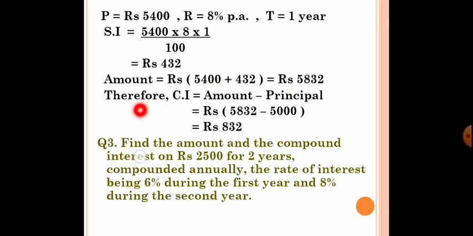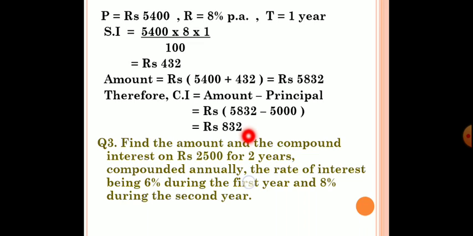5832. Therefore the compound interest is equal to amount minus principal, that is 5832 minus the principal at the initial stage, that is in the first year, that is 5000, that is equal to rupees 832. So the amount at the end of second year is 5832 and the compound interest is equal to rupees 832.